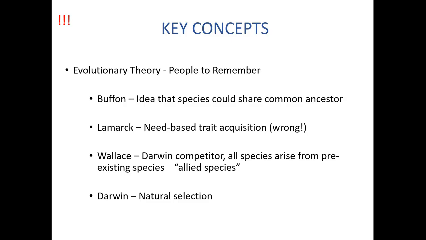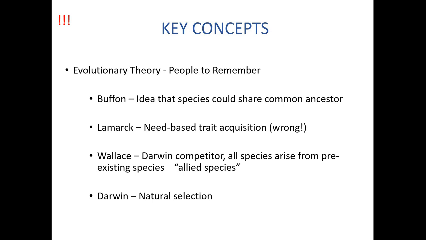Okay, so in terms of review for key concepts, people to remember in terms of building evolutionary theory. First, Buffon was the first to propose the idea that species could share a common ancestor. Then there was Lamarck, and while Lamarck has been discredited, he was still important. Lamarck had this idea of the need-based acquisition of traits. So when you think of Lamarck, you can think of a horse basically morphing into a giraffe as the vegetation that it needs to reach gets higher and higher.